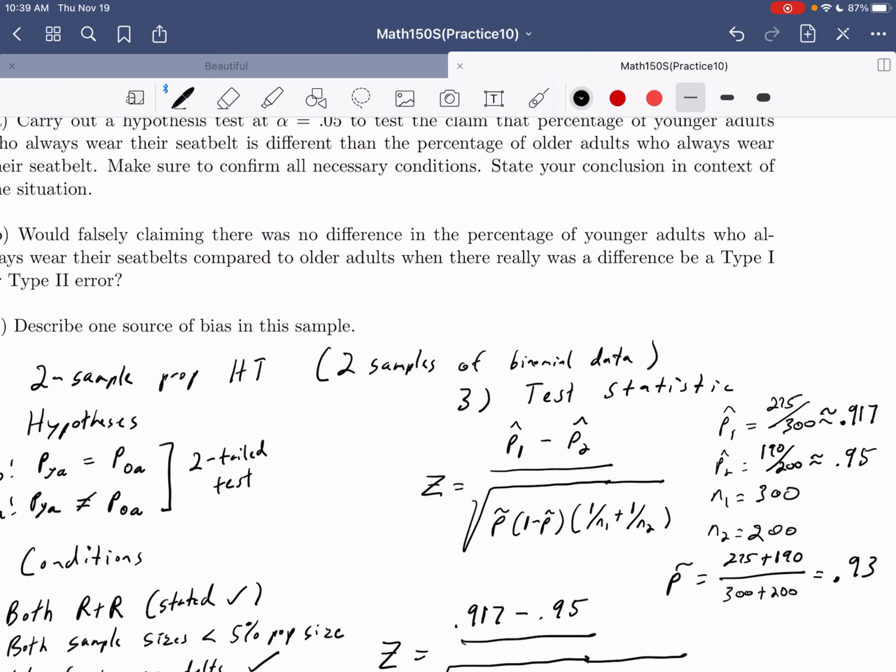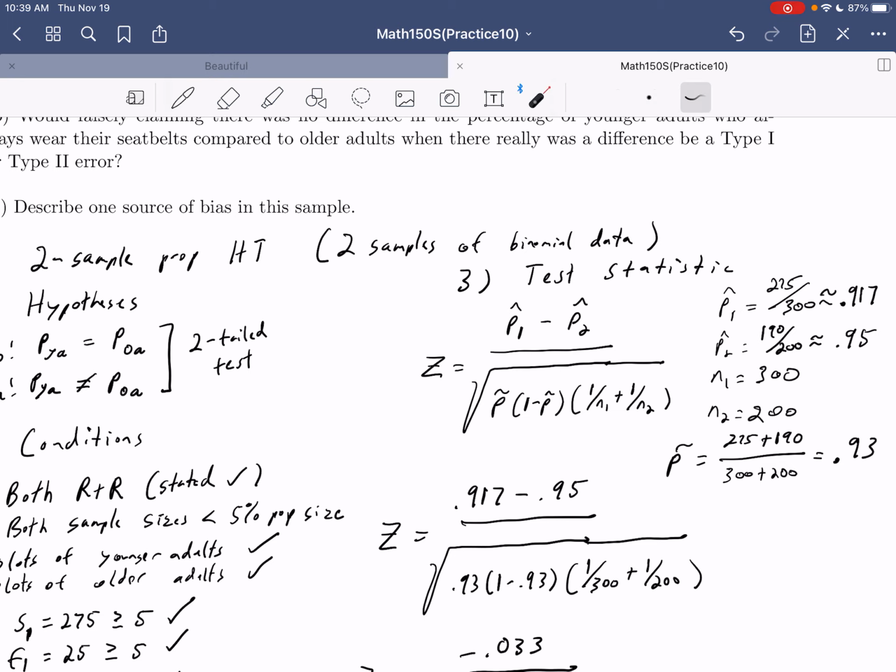Going back to what actually happened here, we can see that in our samples, we got about 91.7 versus 95%, but we're saying that while those are a bit different, they're not different enough to think that there's some fundamental, significant difference in the actual populations. Okay, so we managed to go ahead here and do a two-sample proportion hypothesis test.